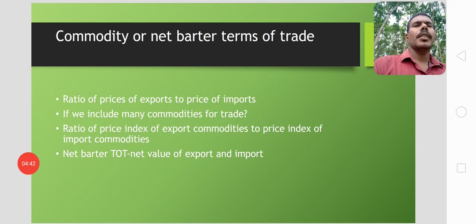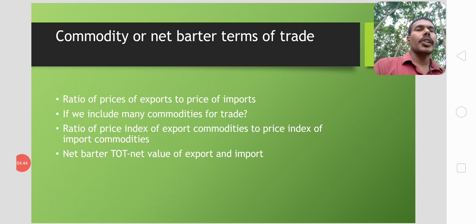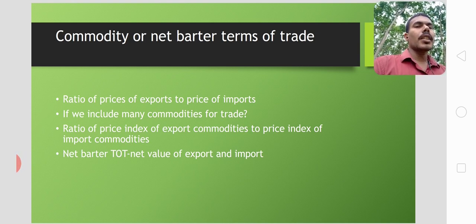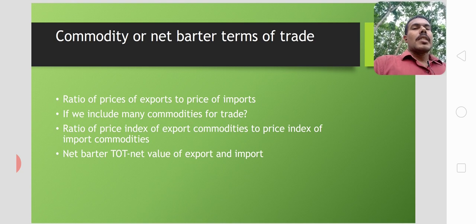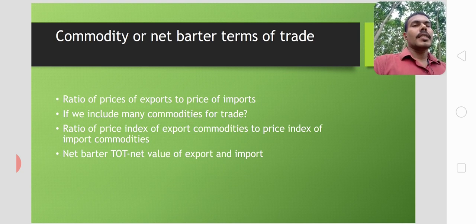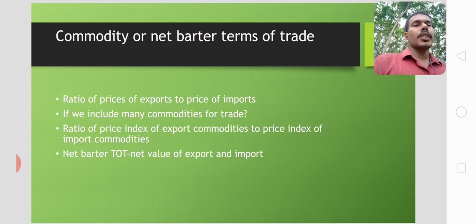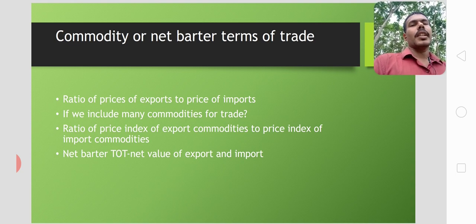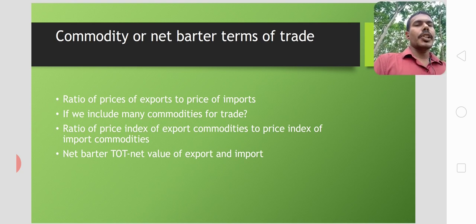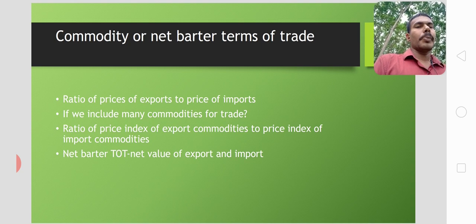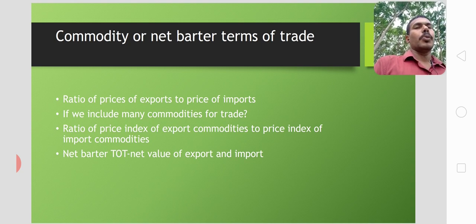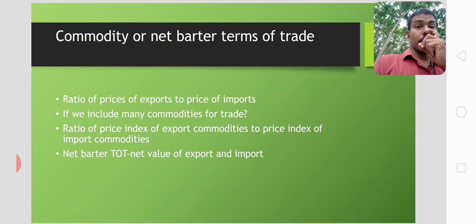The first one in the list is commodity terms of trade or net barter terms of trade. This is the commonly used terms of trade. It is calculated by measuring price of export by price of import, that is Px by Py. This is the commodity terms of trade or net barter terms of trade.